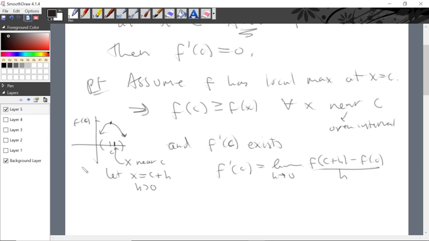Alternatively, we can also choose a value of x that is to the left of c, where then we could say x is equal to c plus h, where h is less than 0, and that also is possible. We'll take a look at that in just a moment. So you can see how the proof works.